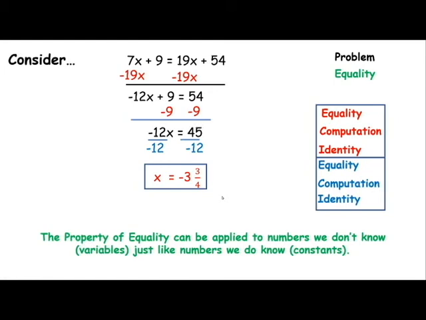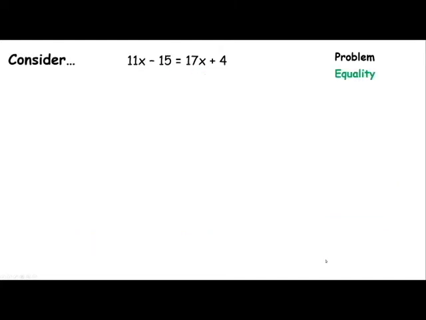Big idea for today. The property of equality can be applied to numbers we don't know. We refer to those as variables, just like numbers we do know, which are called constants. Let's do it again. I can use the property of equality here.